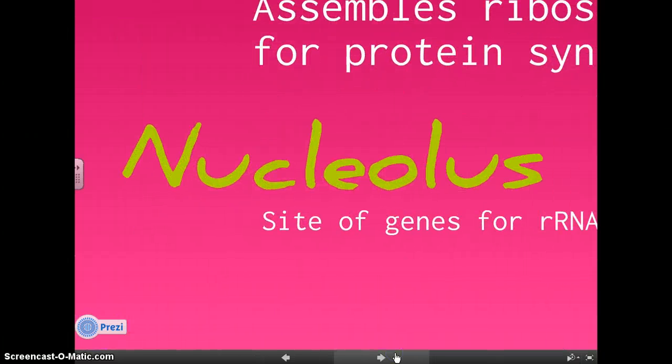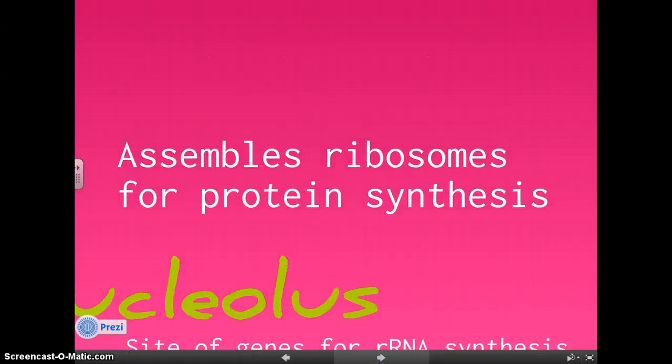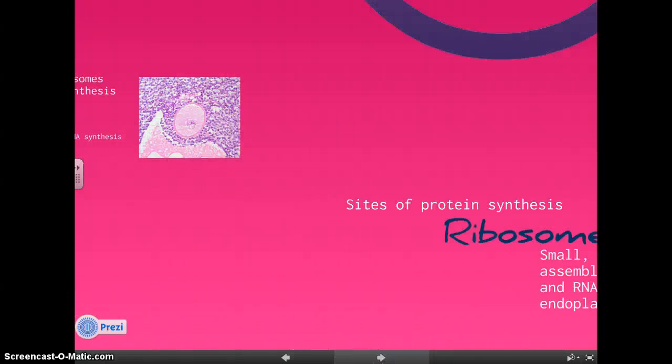The nucleolus, we talked about this a little bit when we talked about the nucleus. This is the site of genes for rRNA synthesis. rRNA is your ribosomal RNA, which is going to be responsible for making your ribosomes, which will then be responsible for protein synthesis. So again, it assembles your ribosomes so they can go off and make proteins.